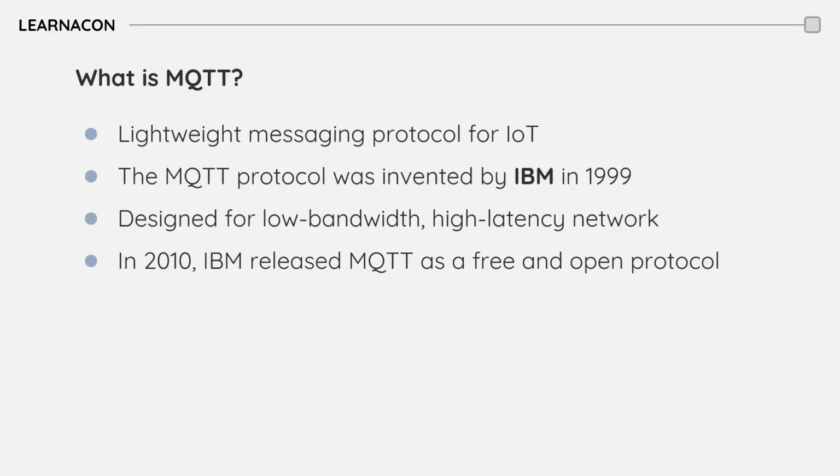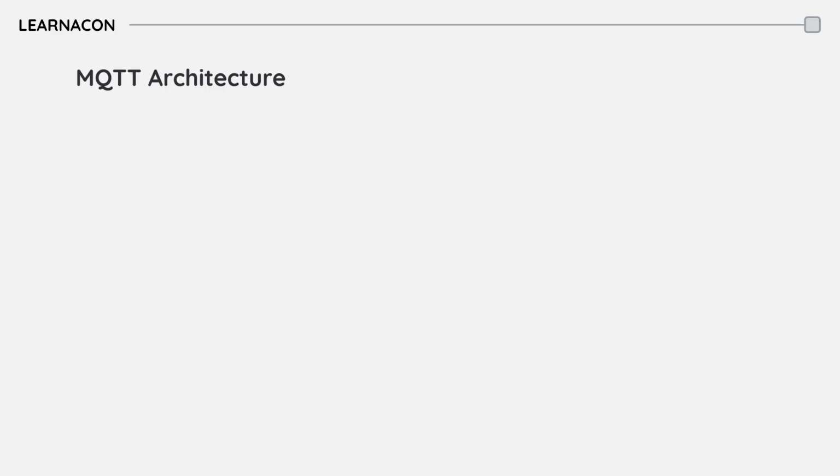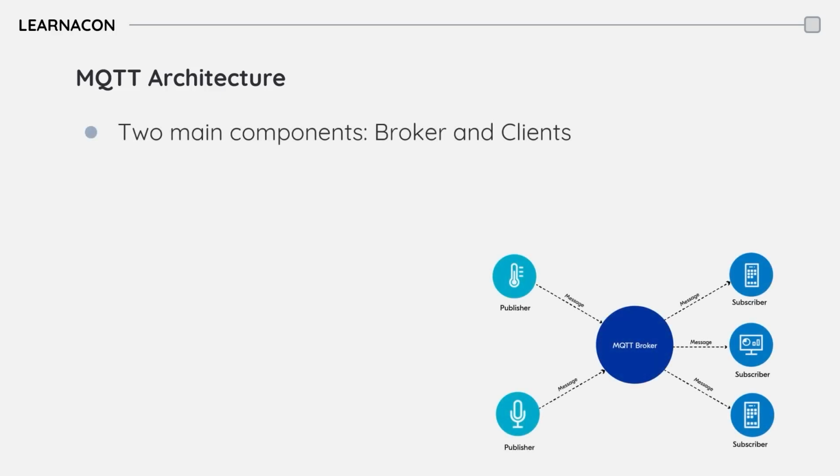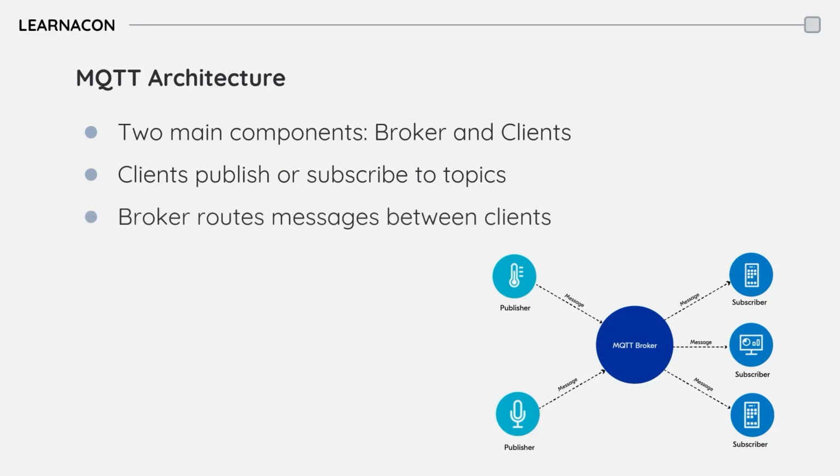Unlike traditional client-server models that rely on direct request-response communication, MQTT uses a publish-subscribe architecture. This makes it exceptionally well suited for scalable, low-power, and network-constrained environments. MQTT operates with two key entities, brokers and clients. Clients can either publish messages to a topic or subscribe to receive messages from a topic. The broker acts as a central hub routing these messages to the right subscribers.